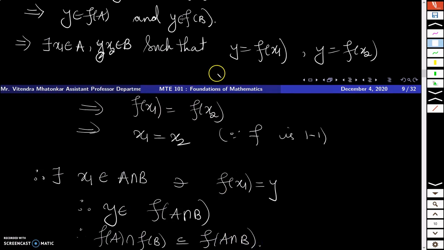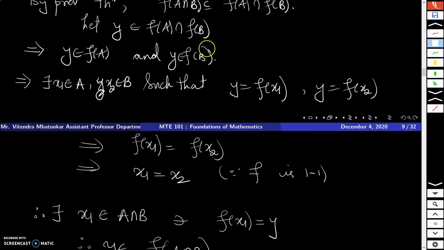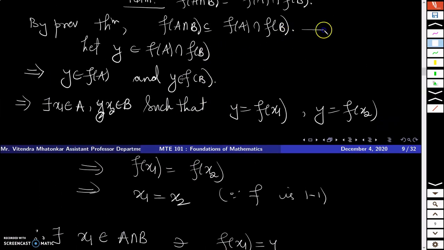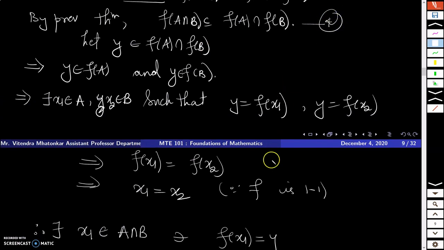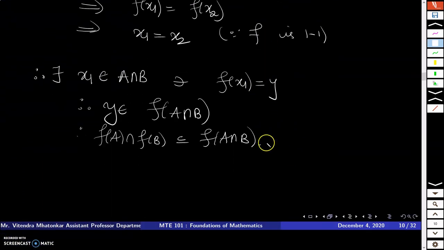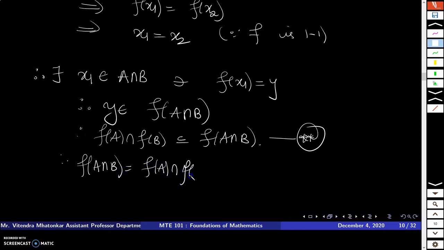Alright, so now I can name this as star, and from star and double star I can conclude that f of A intersection B is same as f of A intersection f of B. Right, so this is by star and double star. So one side is done.